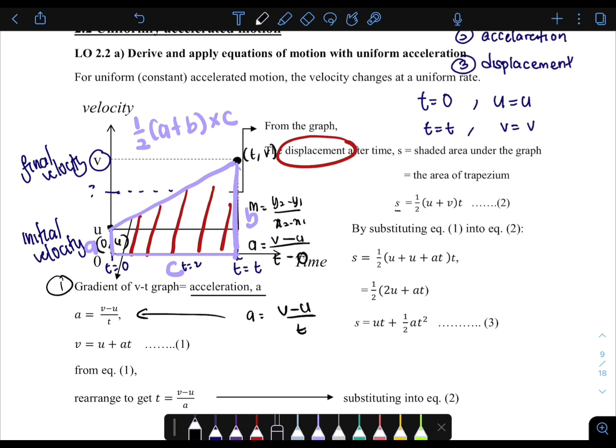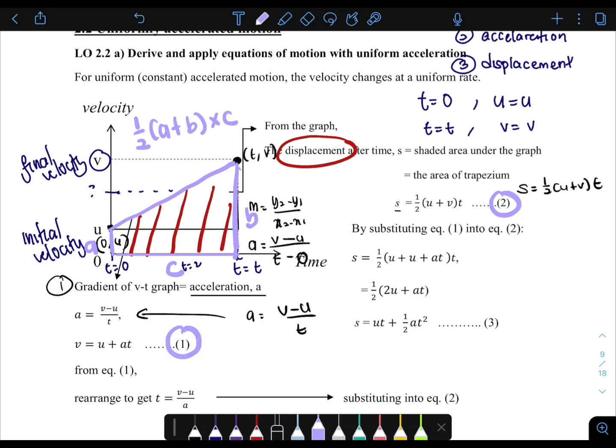So our displacement S is equal to 1 over 2. U is our A here, this length, plus V, which is our length on this side, the B of the trapezium, and also multiplied with T, which is the length of this side, our C from the trapezium. So we'll have an equation of S equals 1 over 2 (U plus V) multiplied with T. This is our second equation.